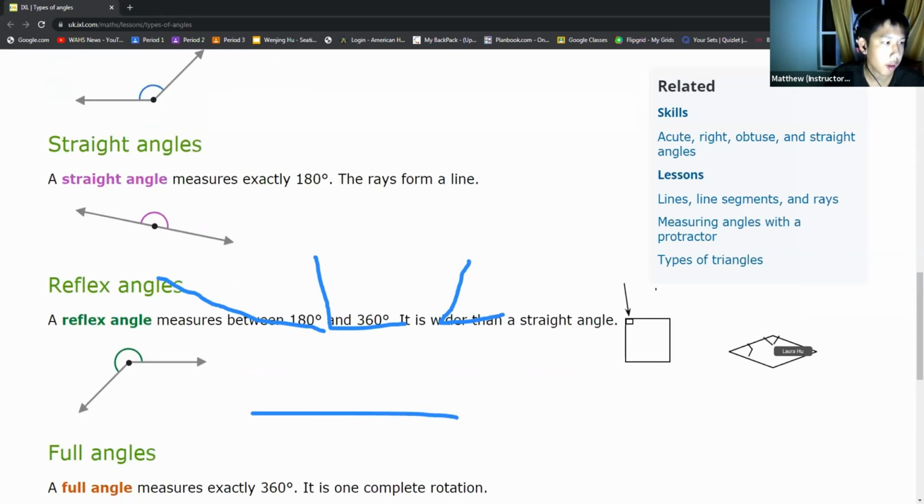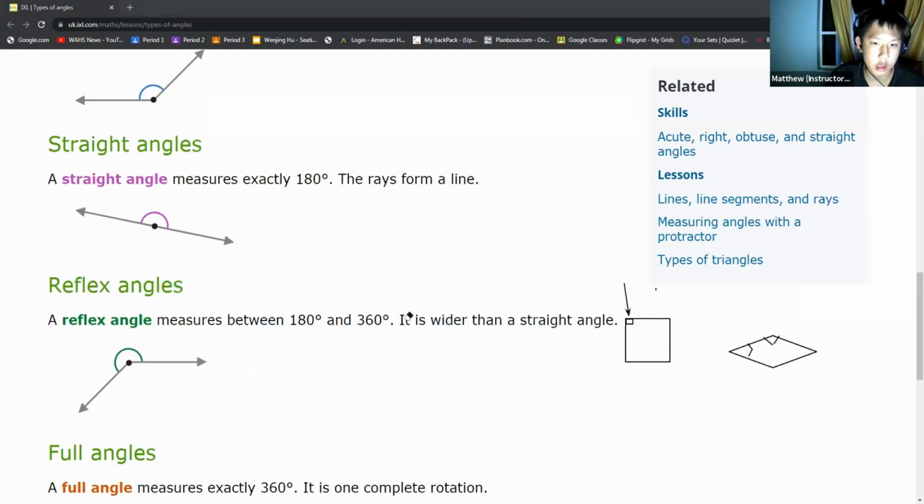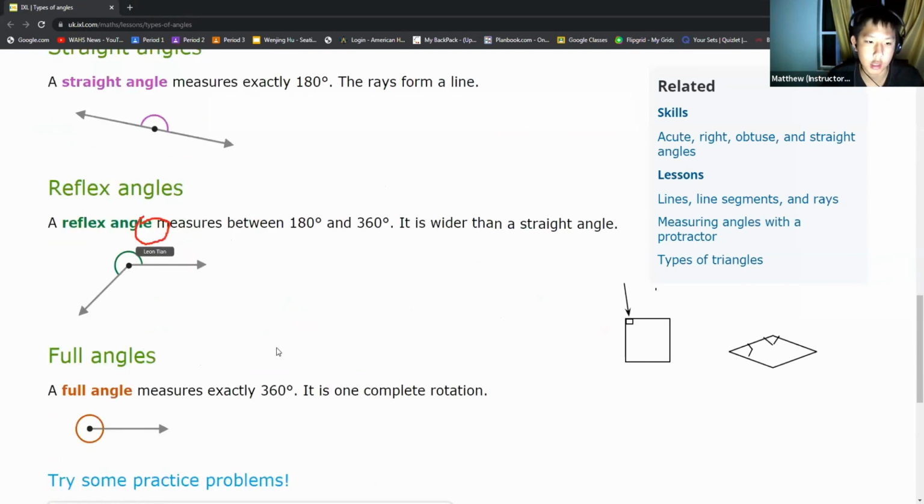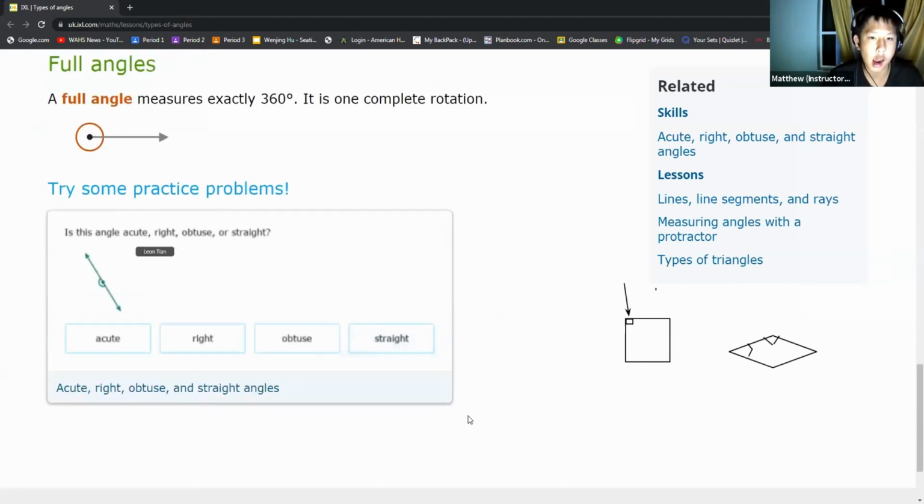A reflex angle is basically anything that's between 180 and 360, wider than a straight angle. But typically, when we do angles, we measure the smaller portion, rather than the bigger portion in most scenarios. And a full angle is 360 degrees. It's one complete rotation. So let's go practice.